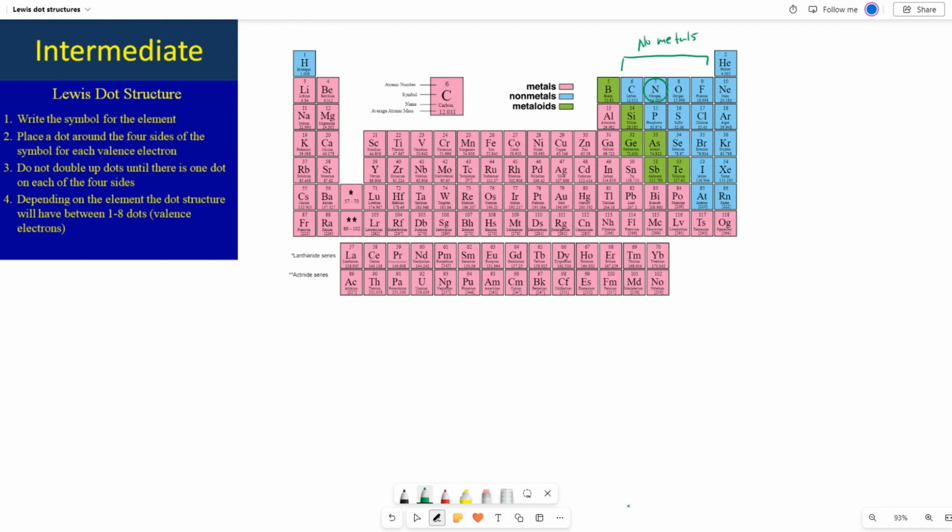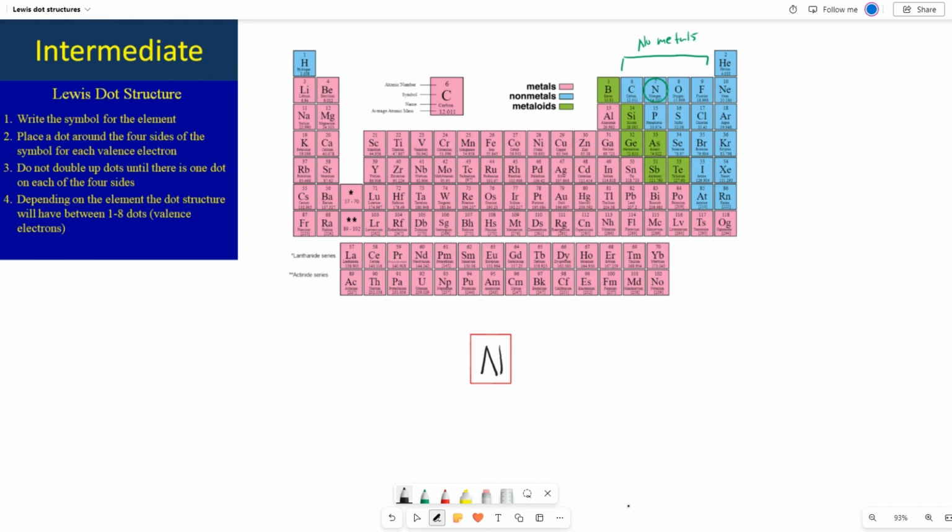So if we draw the symbol for nitrogen, and then it says place a dot around the four sides of the symbol for each valence electron. So you want to kind of pretend that the symbol has a four-sided box around it. So I'll just put this little red line here for the four-sided box, and then we'll erase it at the end. And it's very important to note how many valence electrons each of these elements have.